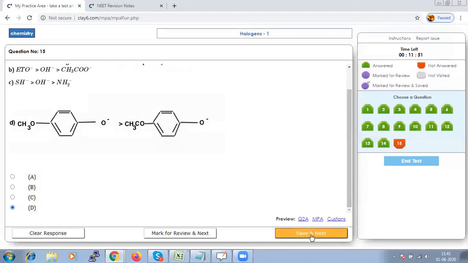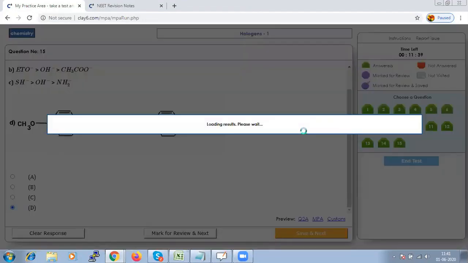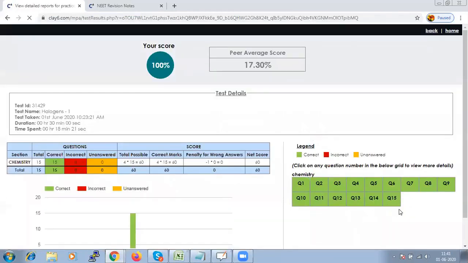Save that. And by this, we have completed all the 15 questions. Let us see which are the right questions and which are the wrong ones. If we click on test, we have done all the 15 questions right. But in case we have gone wrong anywhere, the color will be indicated as red. And if you leave any question unattempted, it is yellow in color.